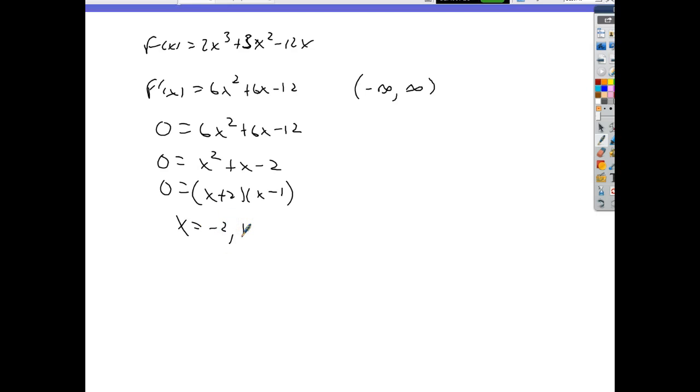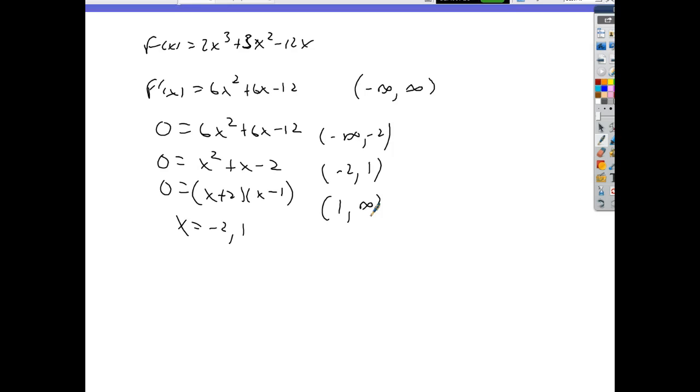Now I know increasing and decreasing behavior are going to happen between negative infinity and negative 2, and it cannot change within that interval, because the only extrema is going to be a maximum or minimum, right? That's it. Between negative 2 and 1, something might be happening. And between 1 and infinity, something else might be happening. All right, let's take a whack at this.